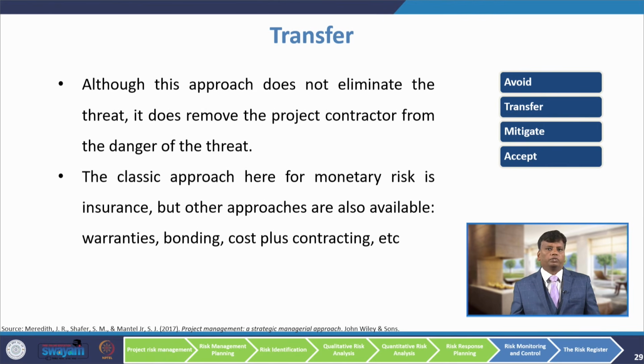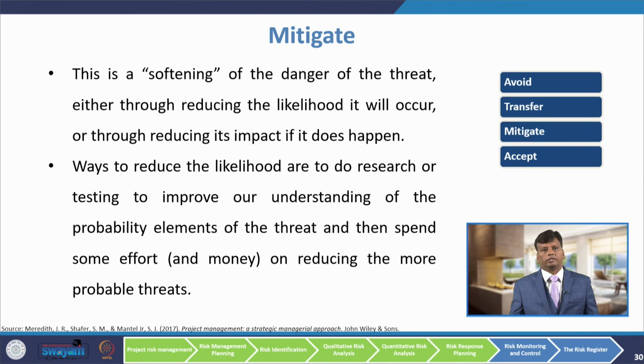The classic approach here for monetary risk is insurance, but other approaches are also available, like warranties, bonding, cost plus contracting. So, insurance is the best example of transferring our risk to someone, because the insurance people will take care of our risk. The third strategy is mitigating the risk.